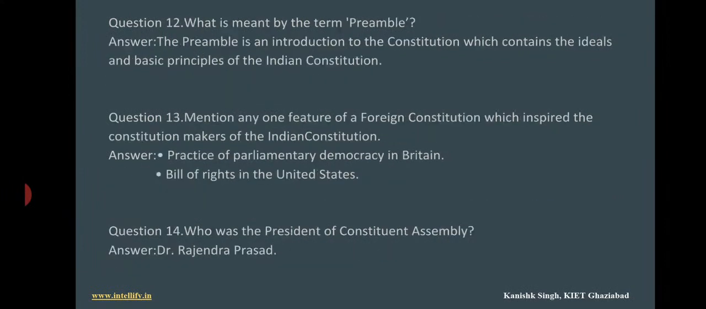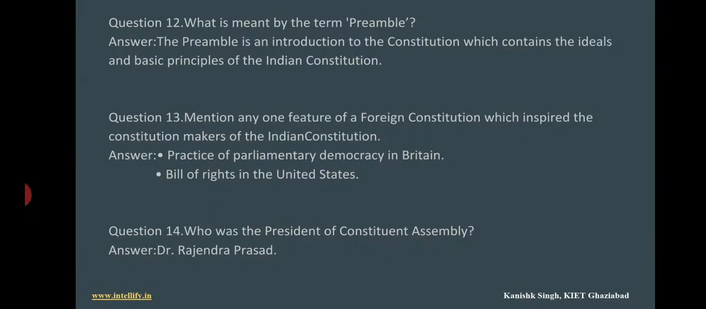Moving on, question 12. What is meant by the term preamble? So preamble is an introduction to the constitution which contains the ideals and basic principles of the Indian constitution. Basically, it is written at the very start of a constitution, right? It is an introduction of the constitution. For example, the preamble of India starts with, we the people of India have solemnly affirmed, which continues further. So it is a very introduction to the constitution.